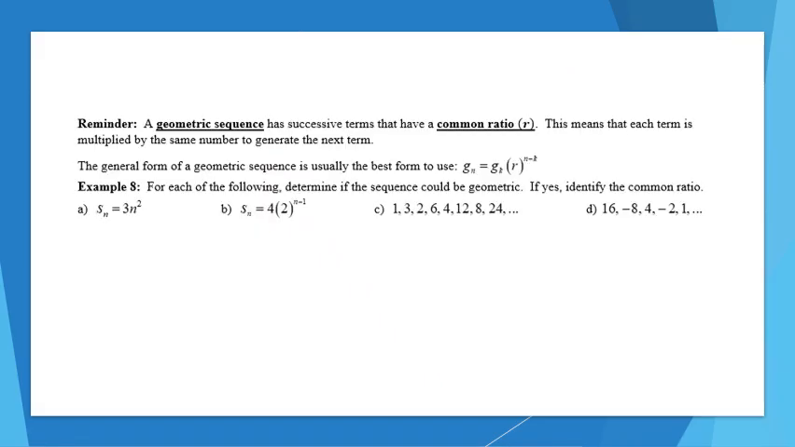So just a reminder, a geometric sequence will have successive terms that have a common ratio. This means that each term is multiplied by the same number to get the next term. The general form for a geometric sequence is like that. And then for each of the following, determine if the sequence could be geometric. If yes, identify the common ratio. So here we want to find our first 4 terms, I would say, of the sequence.